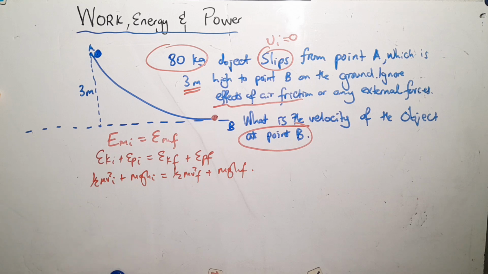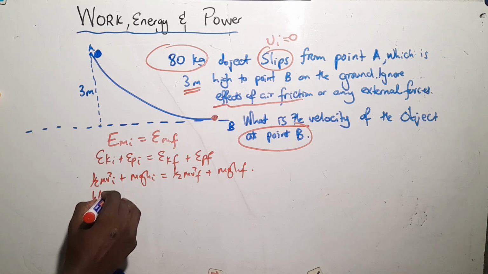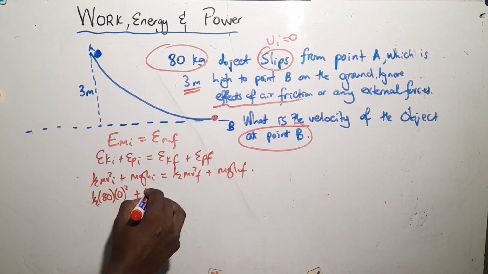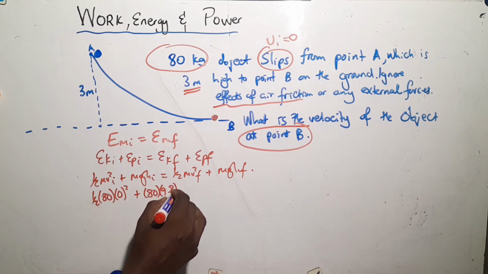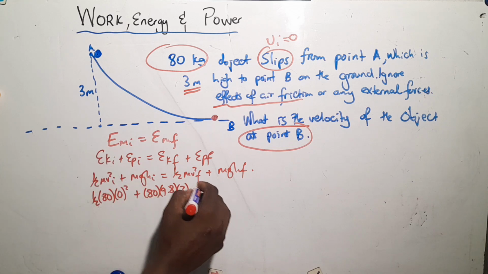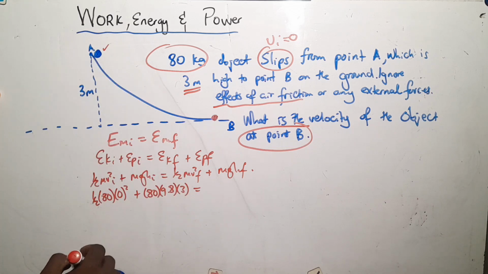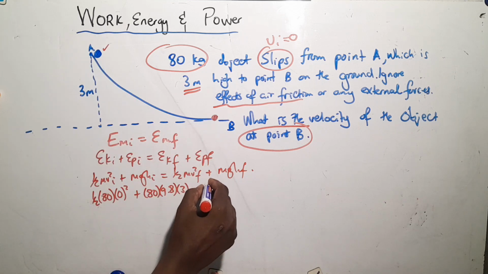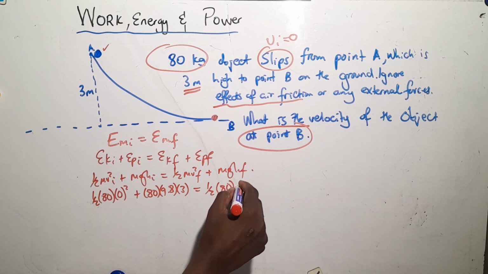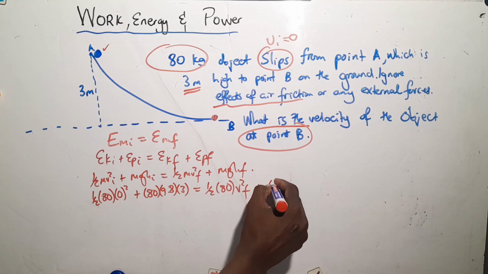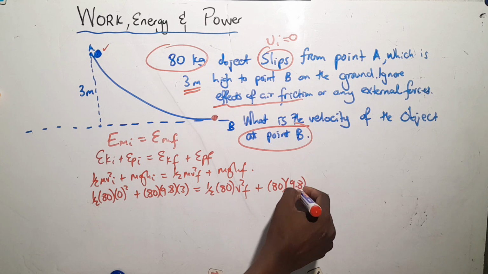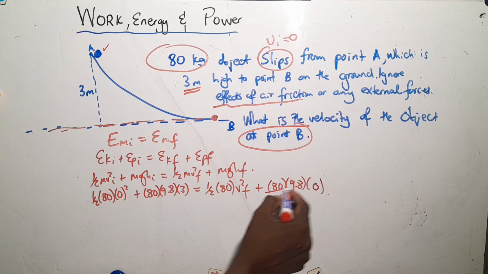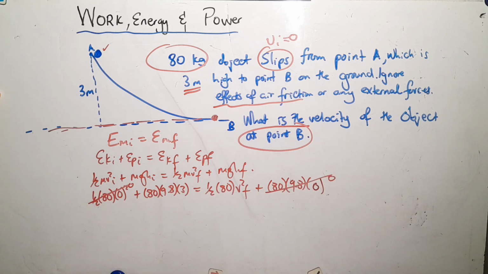So now let's substitute whatever we're having. This is half, and the mass there is 80. The velocity initially was 0 squared, plus the mass again being 80, gravitational acceleration 9.8, and our height is 3 at point A, right? So initial is at point A. Whatever is on this side is talking about point A. So at point B, this would be half the mass, which is 80, and the velocity we are trying to find, plus the mass again, which is 80, gravitational acceleration 9.8, and our height here at the ground level, it is 0. So obviously this will give us 0, and also this will give us 0.